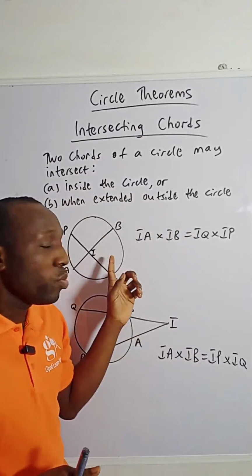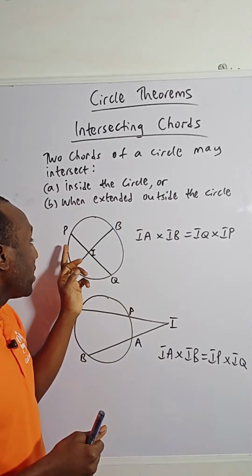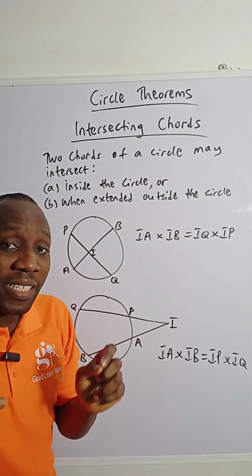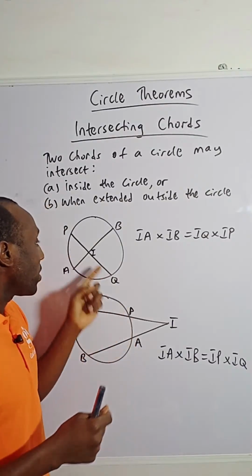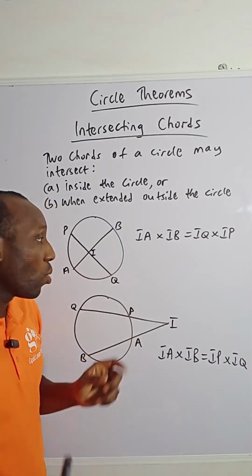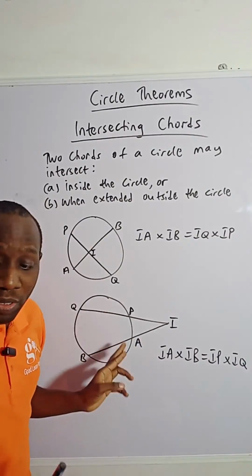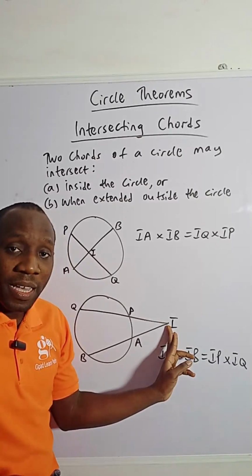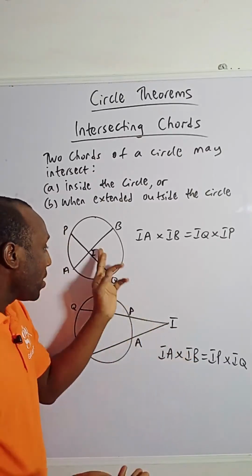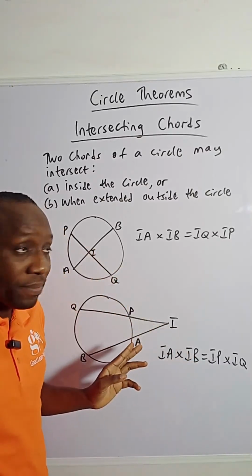See, I've drawn two circles here. In this one, as you can see, the two chords are intersecting in the circle. But here, they are not intersecting in the circle. They meet outside the circle. So these are the two conditions.